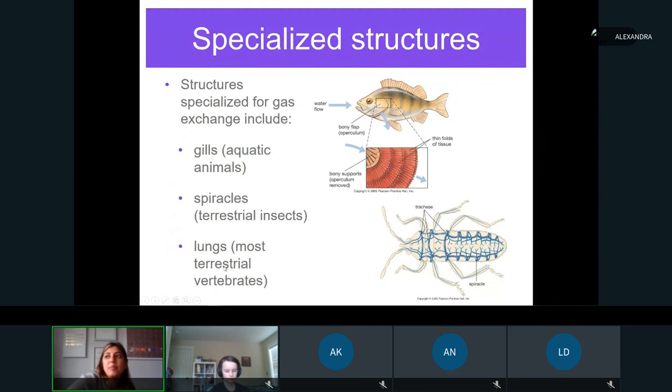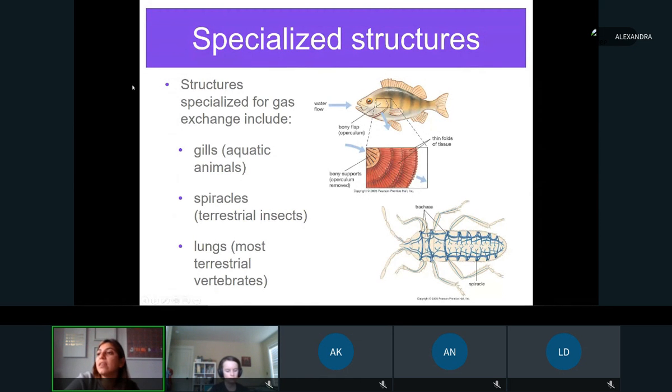Now remember, we talk about form and function. That's a very common and consistent theme that we're going to have in biology. This idea that the structure of something is specifically designed for the function. So it is optimized to be able to excel at the function for which it is created.